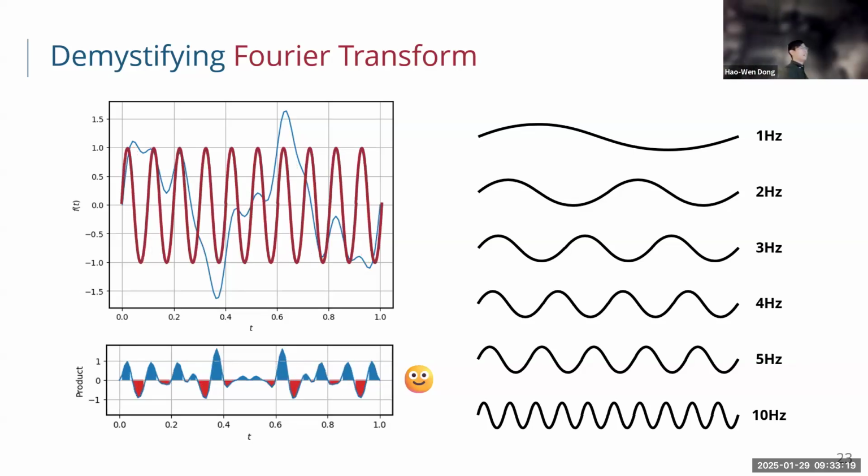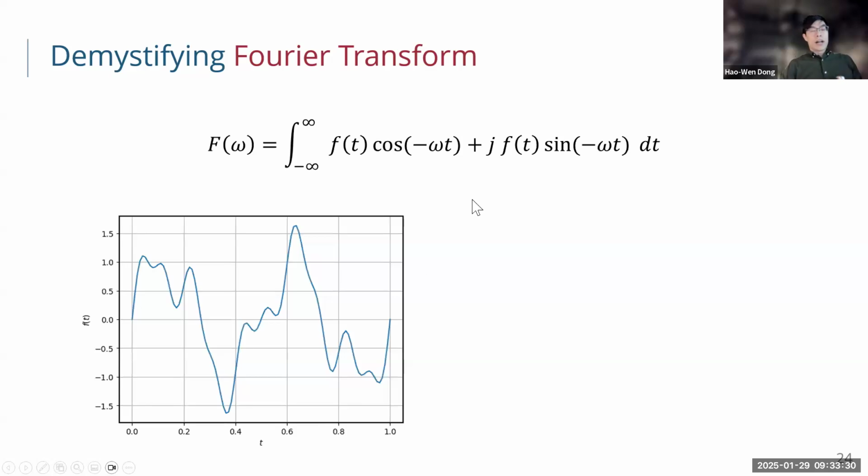And now if you do the 10 hertz, once again, we know it's inside it, and you can see that most of it is positive. And when you sum it up, you will get a positive value. So that's basically what this formula is doing. That's a way to think about Fourier transform: you are using different sine waves, passing them to your signal, and computing whether they align or not by computing the product between them.